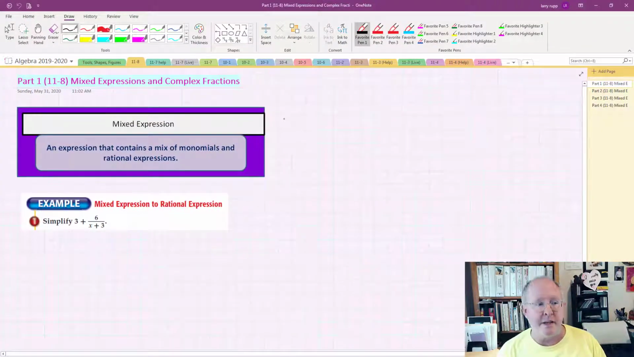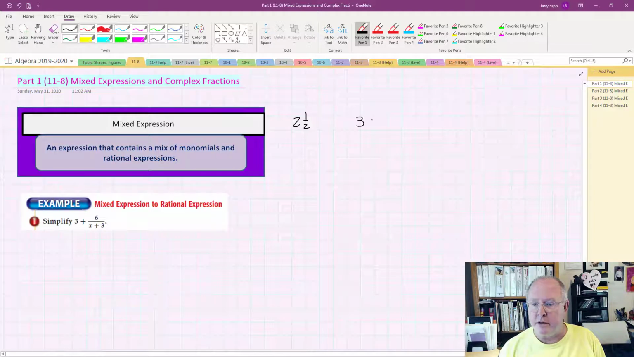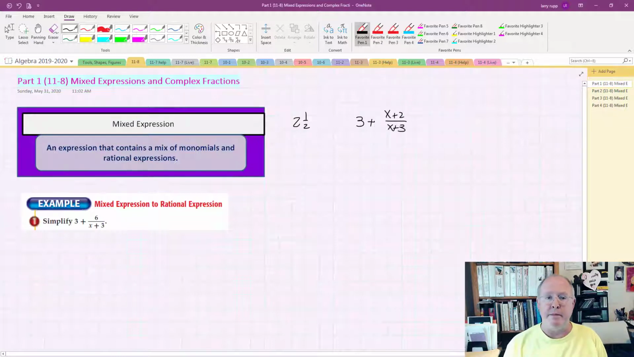So for example, if you had a number like 2.5, that's called a mixed fraction, because you've got a 2, which is a whole number, and a fraction that's a half. Just like that, a mixed expression is if you had something like 3 plus x plus 2 over x plus 3. Now you might look at this and think that is bizarre, a contrived problem, and it is.